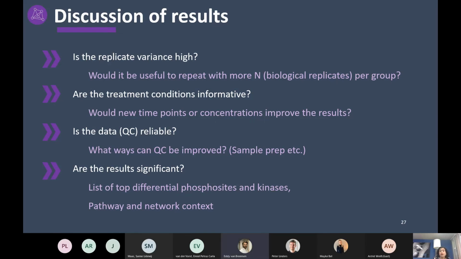And then often the question is, are the results actually significant? We do provide a list of the top phosphosites and kinases that pass a certain threshold. So in that sense, they are significant. The ones that don't pass the threshold, we're generally not sharing. But these thresholds are, of course, user defined, so you can make it more or less stringent. And have we managed to have a pathway and network context to the result? Does it fit well with the current expectations?